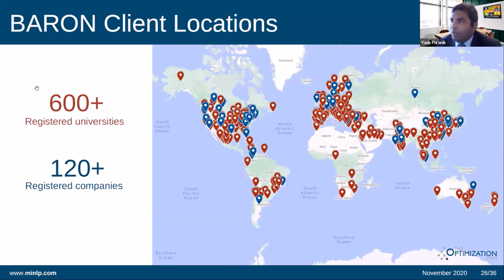Just a quick stat on where some of our customers are located. As you can see, they're located on all continents except Antarctica. We have users all across the globe, across Europe and Asia and North and South America. There are more than 600 registered universities, as well as a number of different companies that are now using Baron, and we only hope that this number continues to grow.